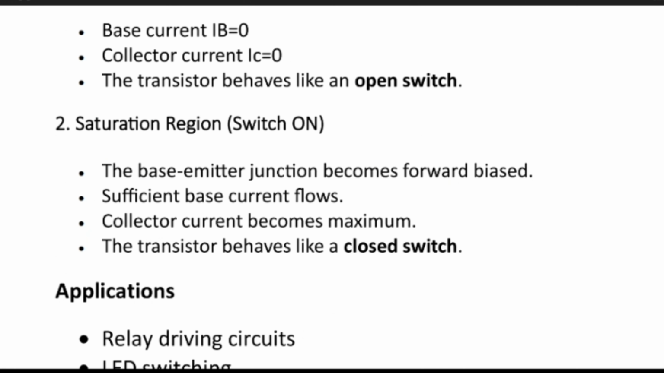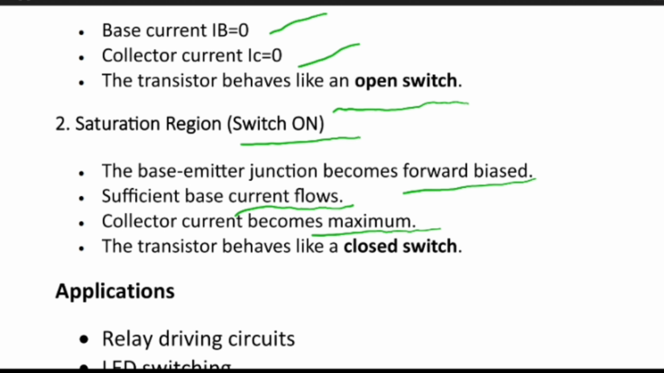Coming to the explanation: base current IB is equal to 0, collector current IC is equal to 0, then the transistor behaves like an open switch. In the saturation region, the switch is on, the base emitter junction becomes forward biased, sufficient base current flows, and collector current becomes maximum. The transistor behaves like a closed switch.